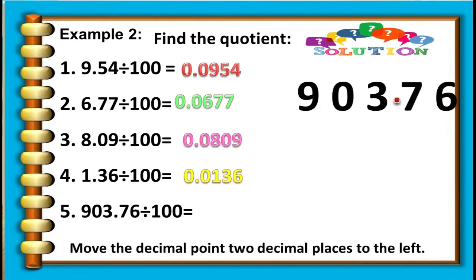For number 5, 903 and 76 hundredths divide by 100. Move 2 decimal places to the left, 1 and 2. Move the decimal point here. So the answer is 9 and 376 10,000ths.